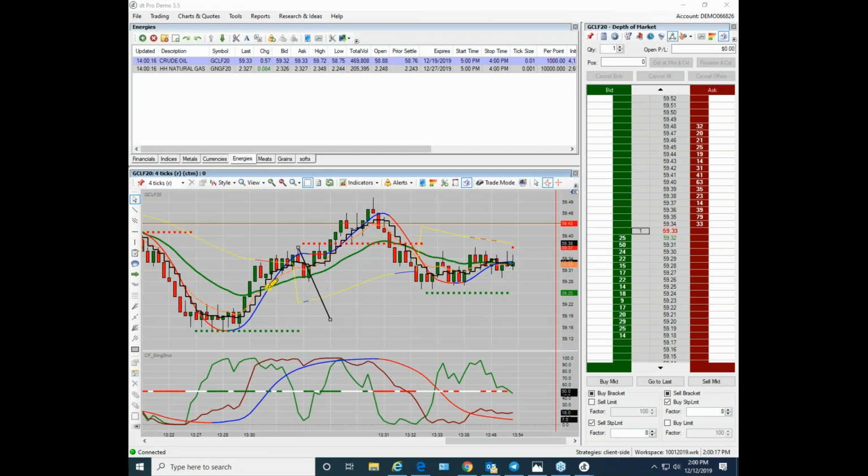We get the cross. Okay. We get the close above the trend line, but look at the slope of the cycle. Okay. It's the same color, and it's got a good slope to it. Okay. Same thing happens here. Has a good slope to it.